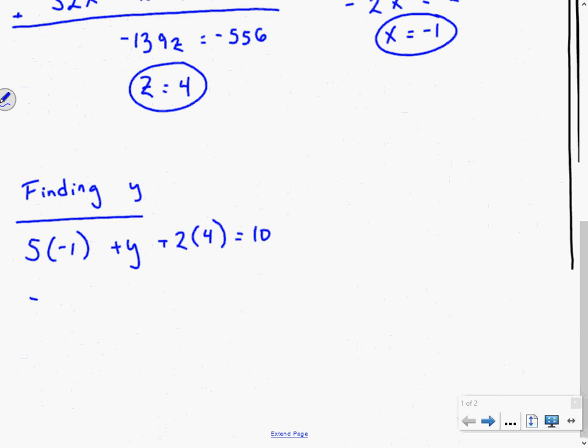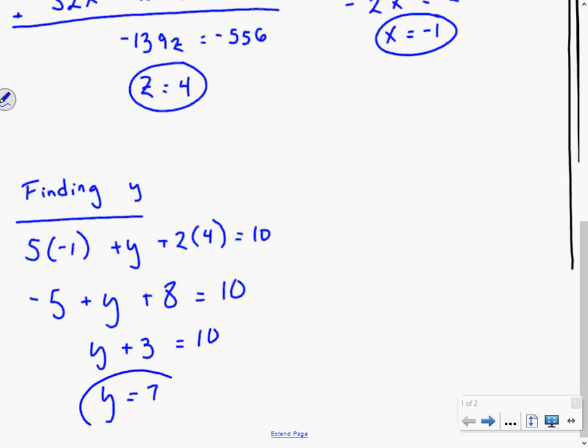So we get negative 5 plus y plus 8 equals 10. So we really have y plus 3 equals 10. So we get y equals 7. So all together now, our solution is negative 1, 7, 4.